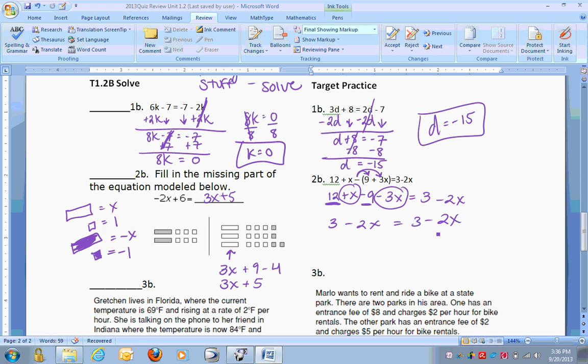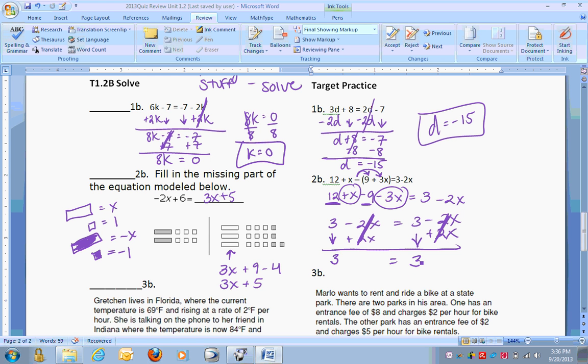Okay, so now I'm going to move all my variables over to the left. So I'm going to add 2x over here to create this 0 pair. I bring down my 3, and negative 2x plus 2x is another 0 pair. So that goes away too. And then the only thing left on the right-hand side is 3.